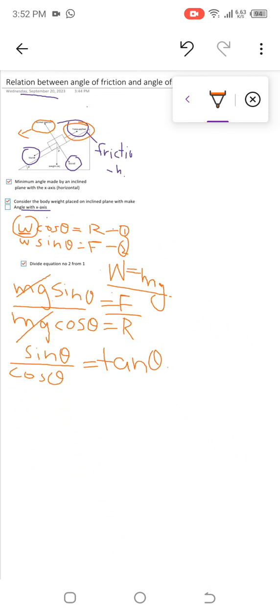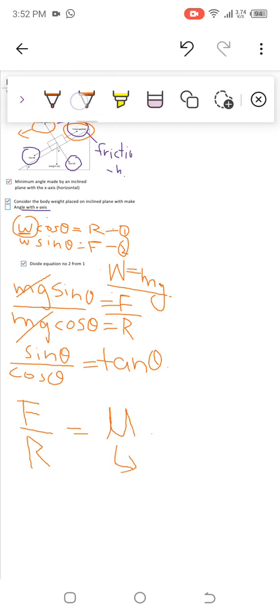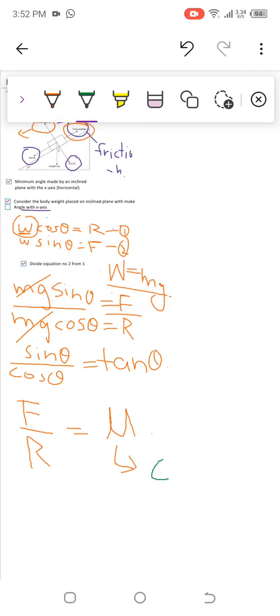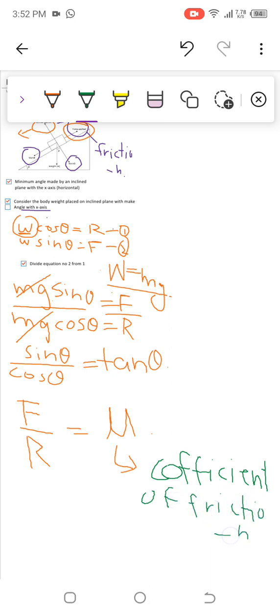Then we have F upon R, and F upon R is equal to mu. Mu is basically the coefficient of friction. Let me write here: coefficient of friction. Fine, this is the coefficient of friction.